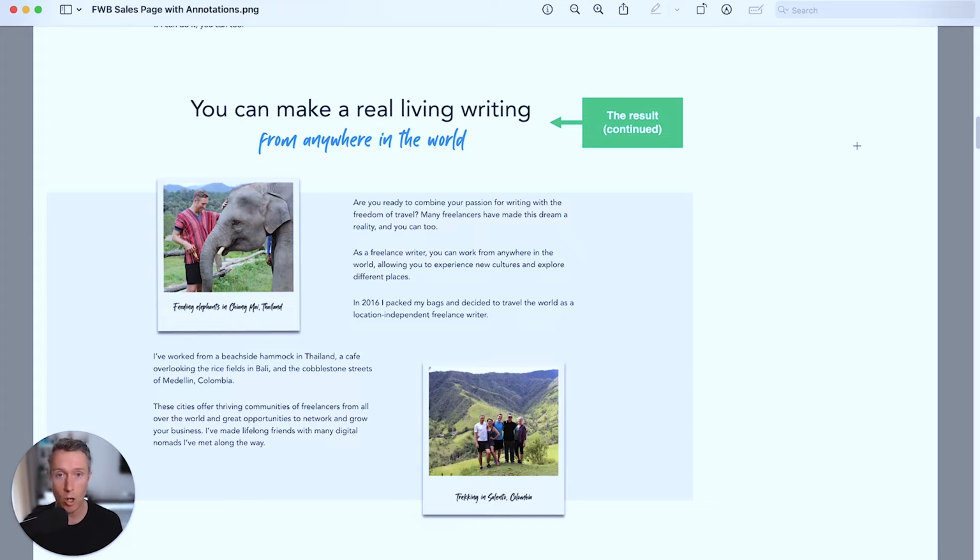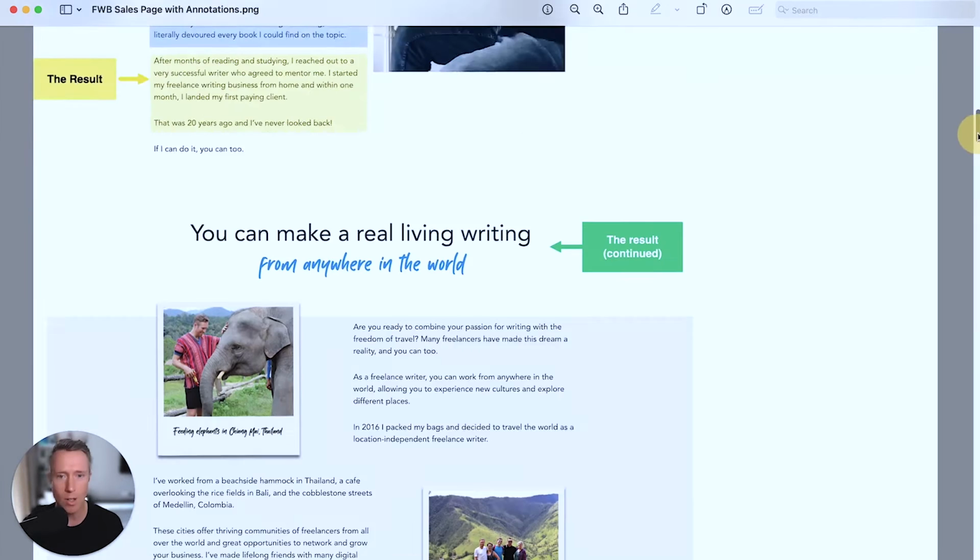And the reason why they're so long is people aren't reading every word, but they're certainly scanning through. And we want the whole sales page, the headings, the images, the paragraphs to tell the story, even if people don't read the whole thing word for word.